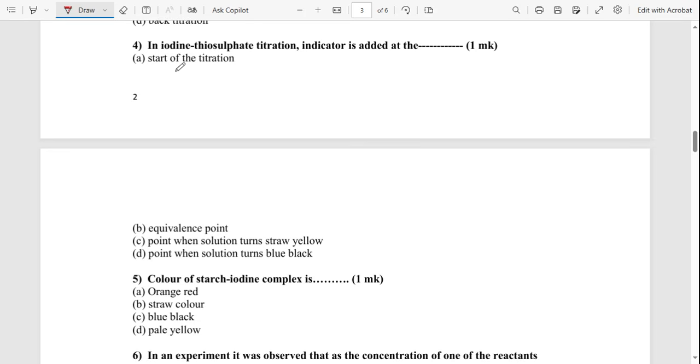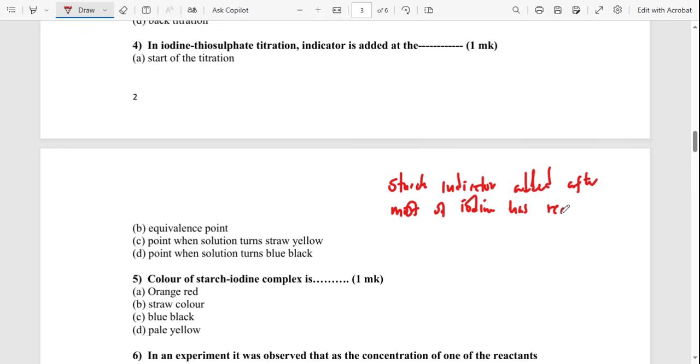Number 4 is saying, in iodine thiosulfate titration, the indicator is added at the start of the titration, the equivalence point is when the solution turns straw yellow, or the point when the solution turns blue black. When you are doing this titration between iodine and thiosulfate, the indicator that you put, we call it the starch indicator. This indicator is added after most of the iodine has reacted.